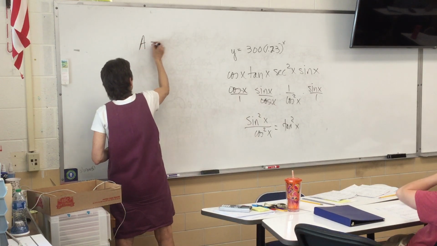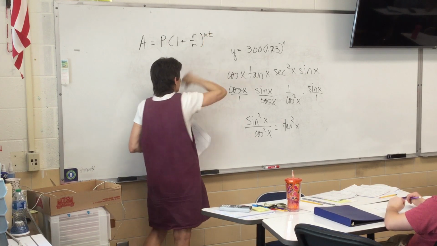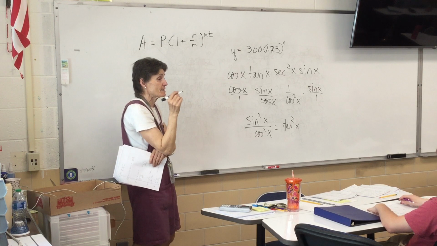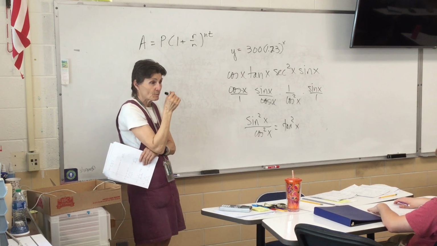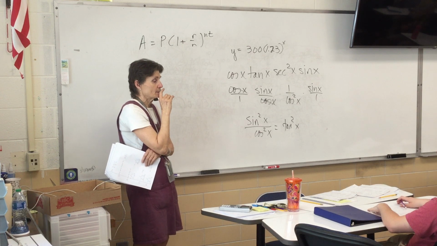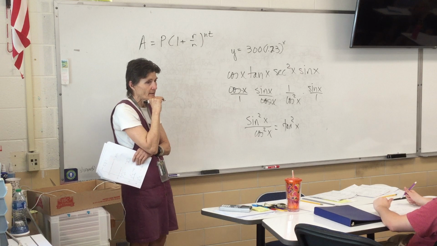Five is a compound interest problem. And we have formulas for that, which you'll be given. You do not need to memorize this, but you need to recognize that's what this is. Compound interest. This formula is the compound interest formula.